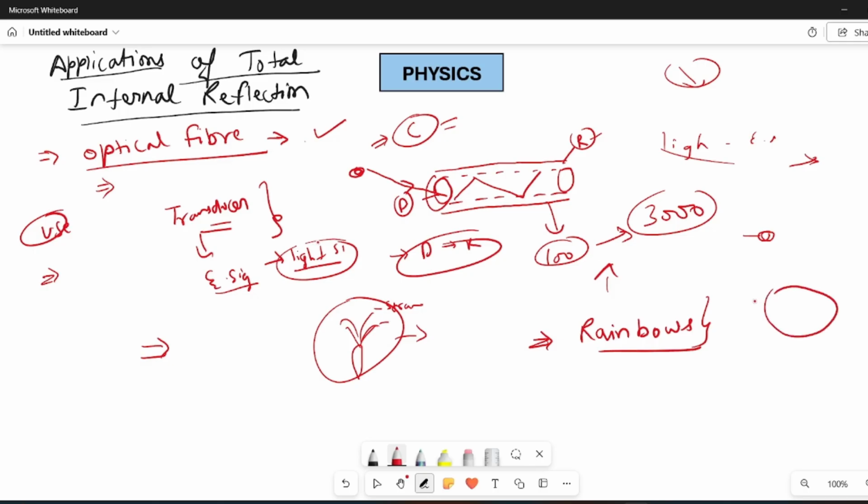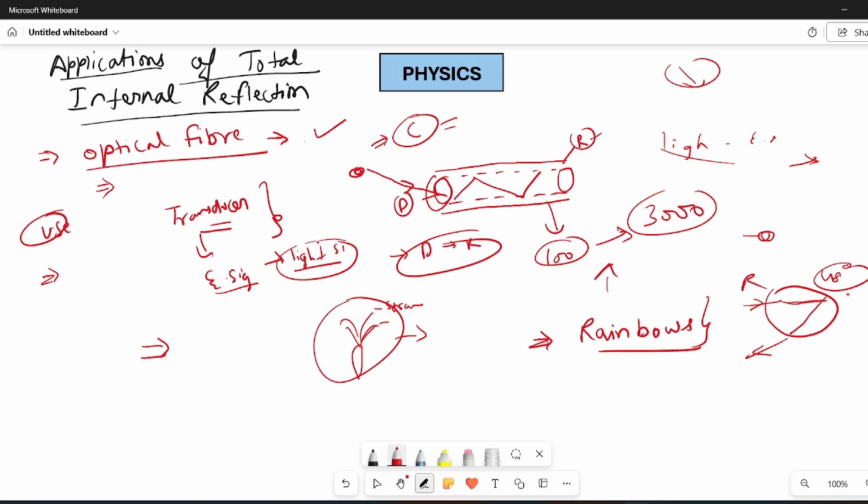When the light enters the water droplet, what is going to happen? At some point the process of refraction takes place, and when the incident angle is greater than the critical angle for water, which is 48 degrees, TIR is going to happen. The light is not going to refract further. It is going to come back, and then again the process of refraction takes place.